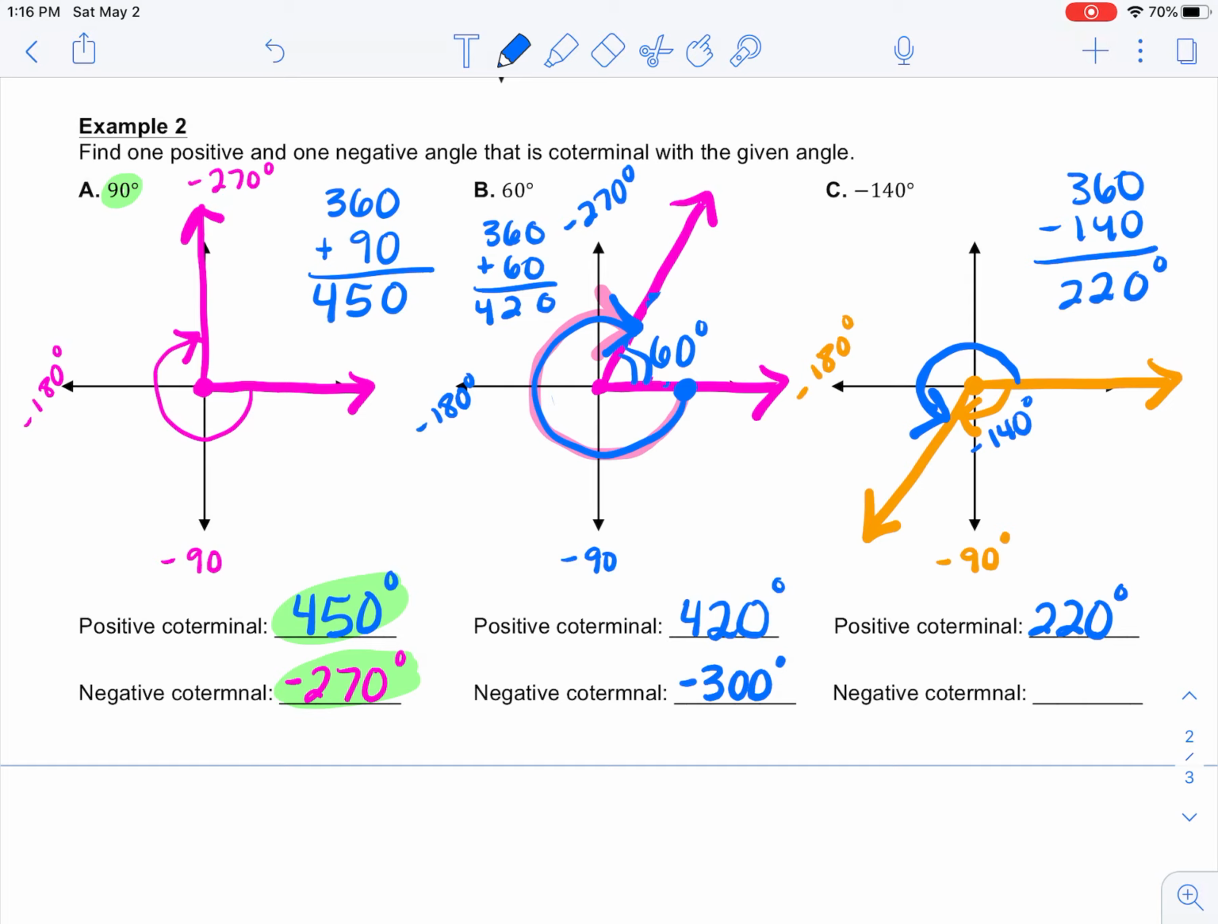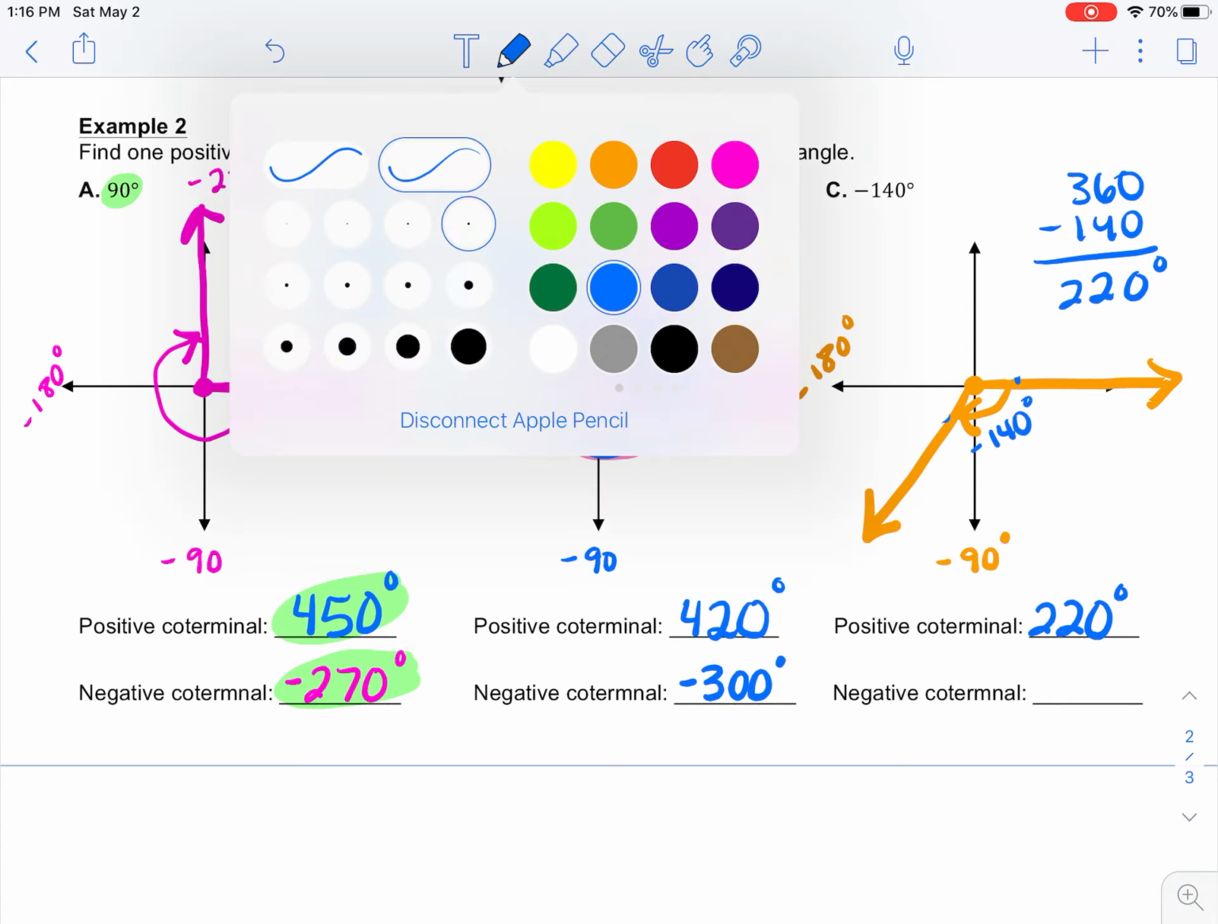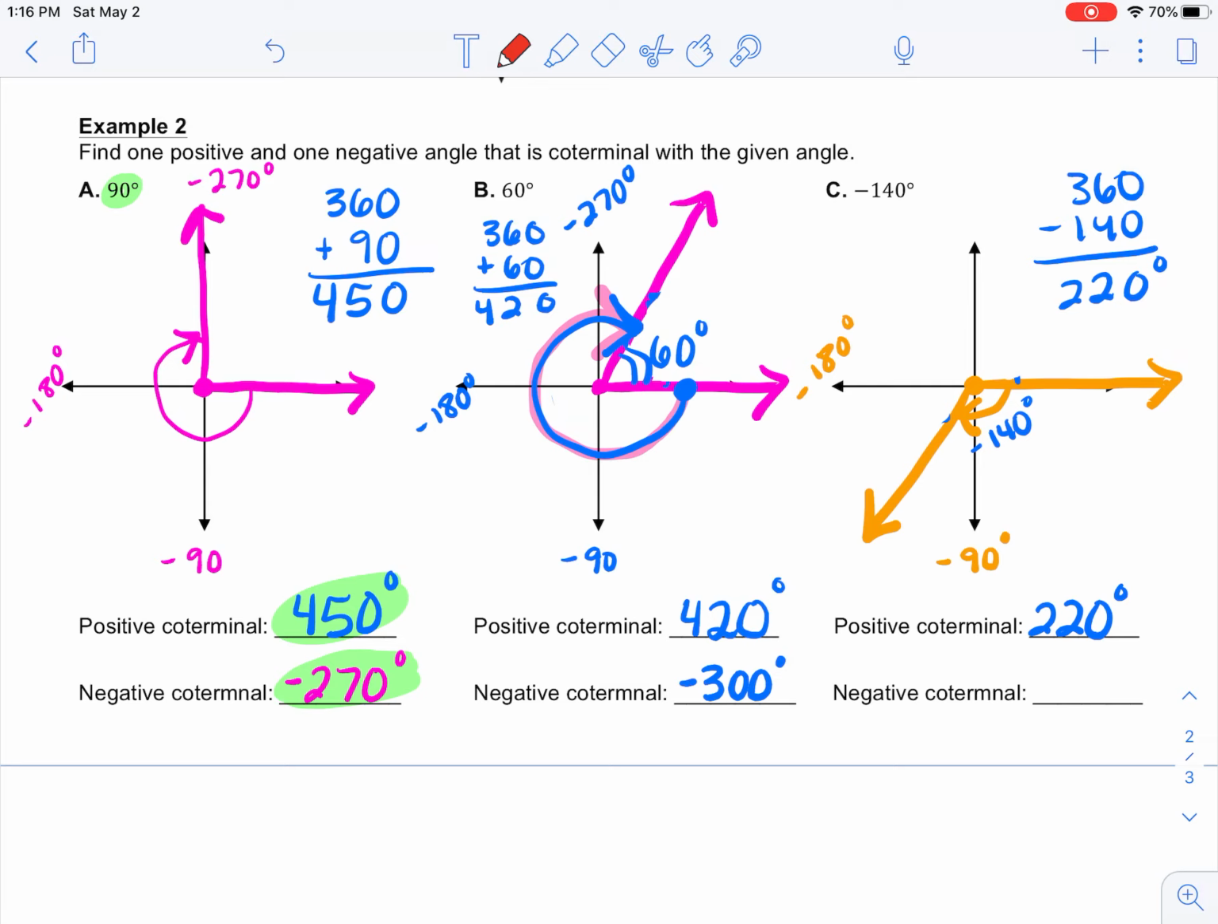And then if you want a negative coterminal angle, just like we did with that positive one, we're going to start at the same spot, and we have to go in a negative direction. So we're going to go all the way around once, that's negative 360 degrees, and then we're going to go another negative 140. And so your answer would be negative 500 degrees.